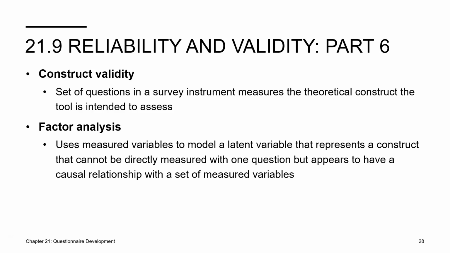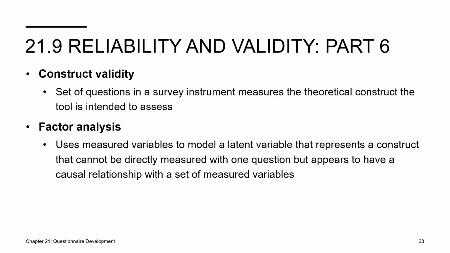But construct validity is when a set of questions in a survey instrument is supposed to measure the same thing. This is where it measures the theoretical construct it's intended to assess. So if you had perceived susceptibility to a disease, and you have multiple different questions related to that, you want to make sure that they're all related to that theoretical construct of perceived susceptibility.